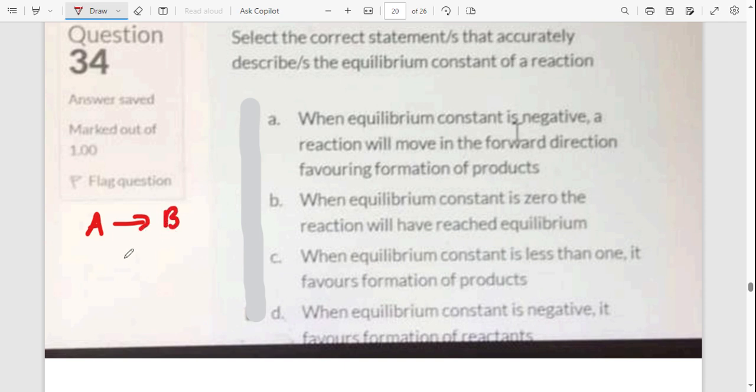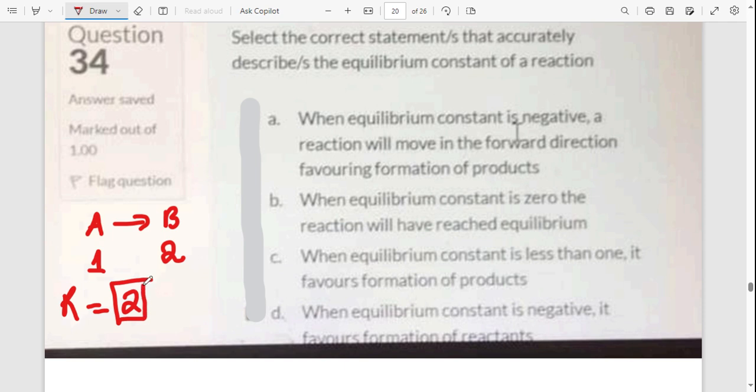Okay, like that. Equilibrium is where the concentration of the product and the concentration of the reactant are equal. Let's say the concentration of the product is 2 and the concentration of the reactant is 1. How can you find K? K is given by the concentration of the product over the concentration of the reactant, so that will be 2 over 1, which is 2.